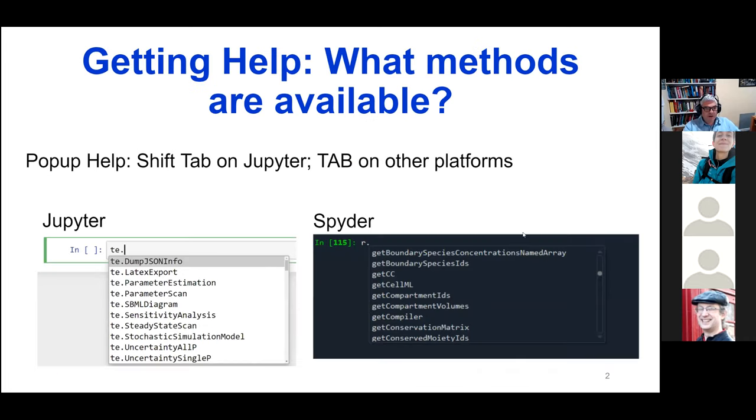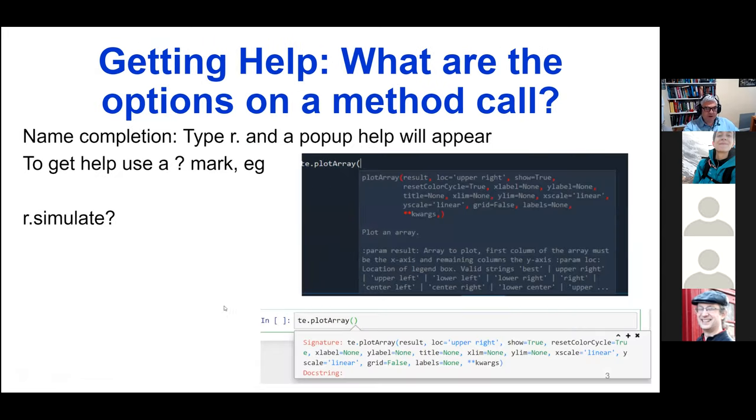Okay, so I mentioned the help. All you have to do is type the name of something, then a dot, and it'll pop up with the help. It'll tell you what the help is. That's really useful. Same happens with Spyder. Most of these platforms do this. When you type the name of something, then a dot, it'll come up with a whole bunch of other stuff that you can search on. Most of these platforms support some kind of help.